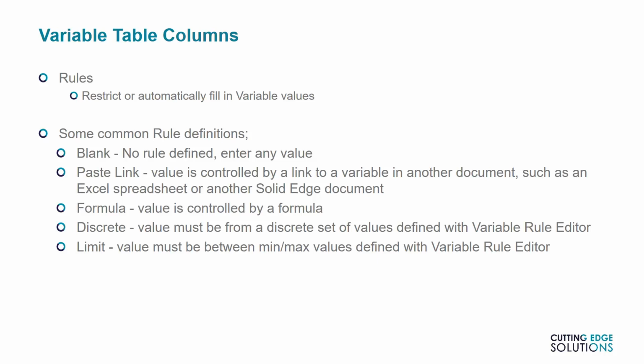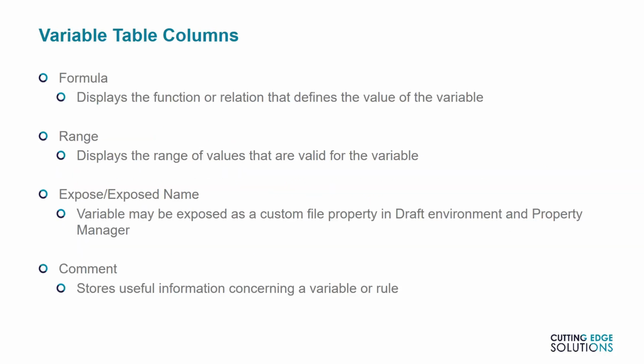If you know, for example, that your part can't exceed a certain size, it's easy to do so here. The final 4 columns are formula, which shows what the function is that controls this variable, range, which shows if there is a range limit, expose, which tells us if the variable can be accessed as a custom property in a draft file, and finally a space for user comments, which might be useful if you've written a rule to address a particular product requirement.